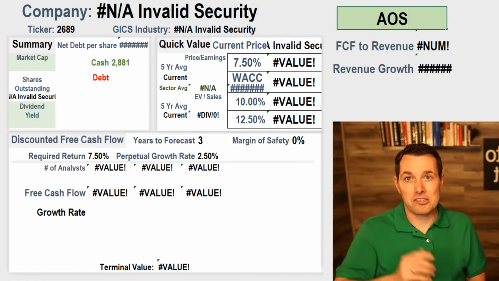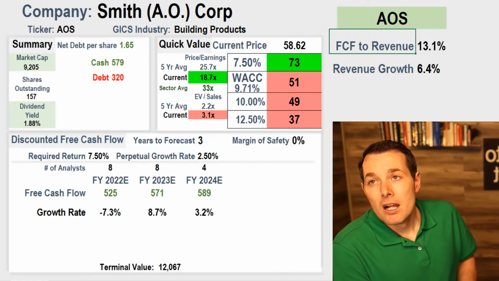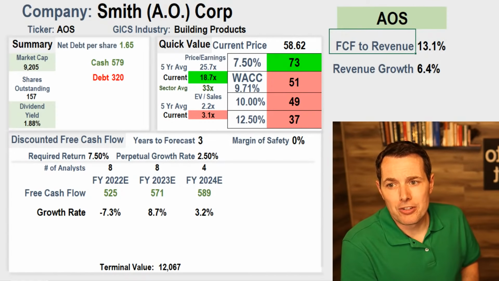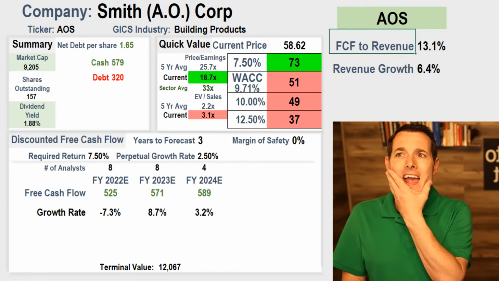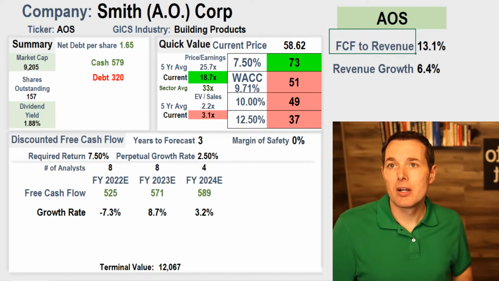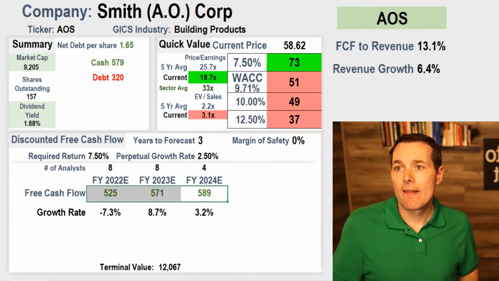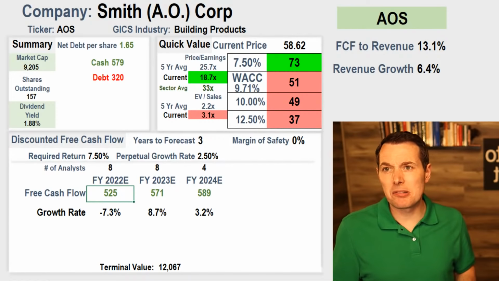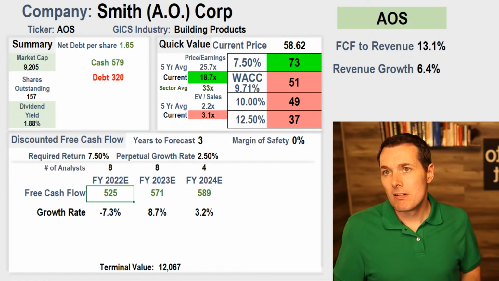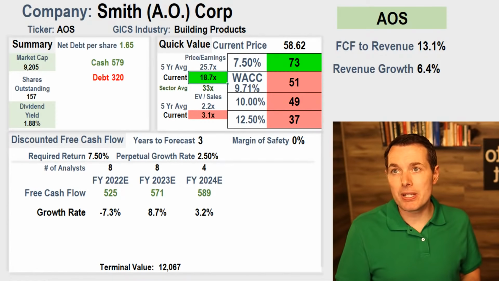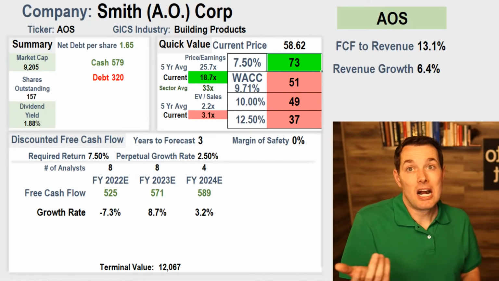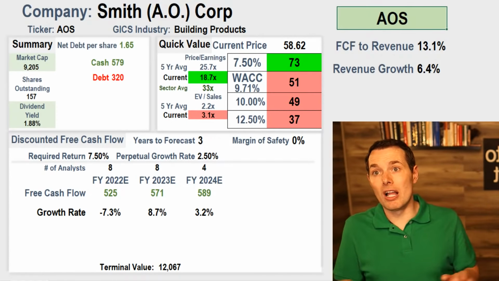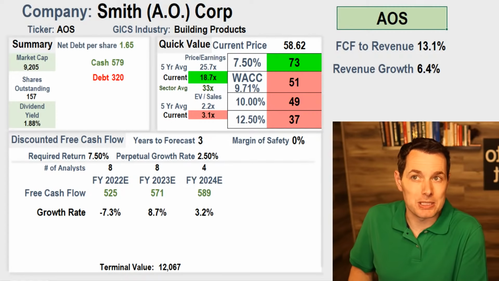Okay, back to the U.S. A.O. Smith, building products. Yeah, I mean, we got very reasonable growth. 18, 19 PE, that's fine, versus the sector and versus their own 5-year average. A little bit of a dividend, $9.2 billion. I mean, the stock looks interesting. Yeah, overall, I see no real red flags with this stock.